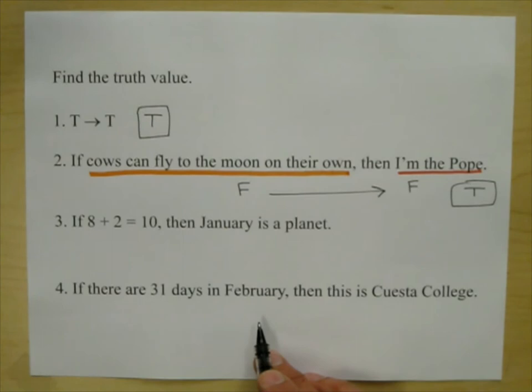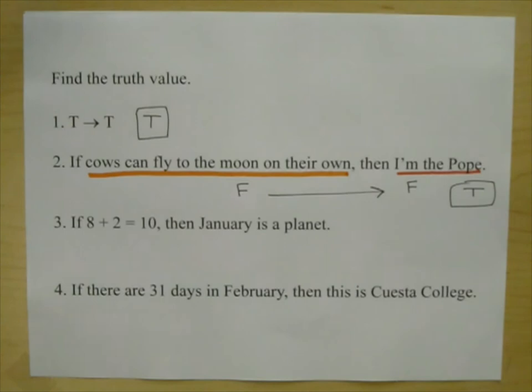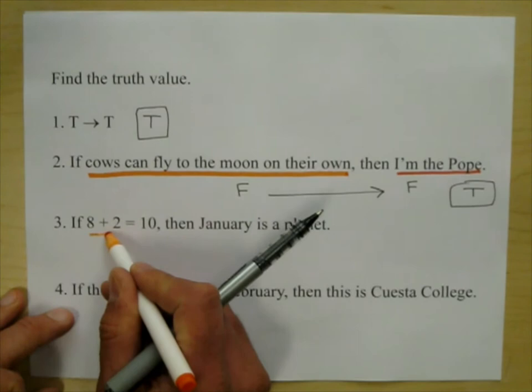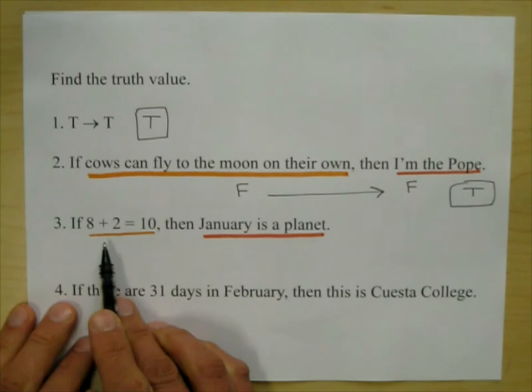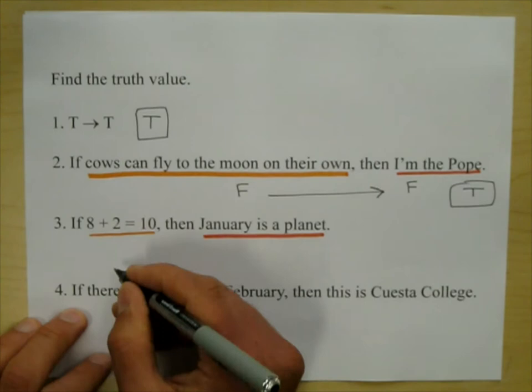Let's continue. Here's the next statement. If 8 plus 2 equals 10, then January is a planet. So I'll underline the hypothesis and the conclusion. Okay, we'll just analyze that. The first part, the hypothesis. Does 8 plus 2 equal 10? Is that a true statement? Yes, it is. So this is true.